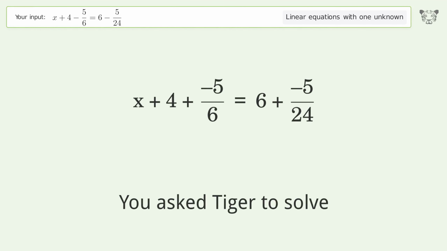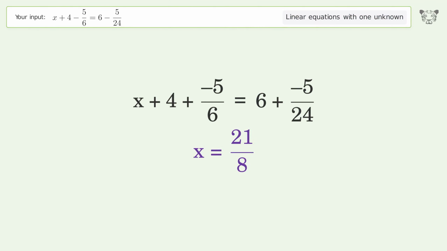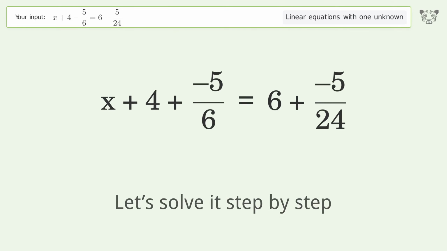You ask Tiger to solve. This deals with linear equations with one unknown. The final result is x equals 21/8. Let's solve it step by step.